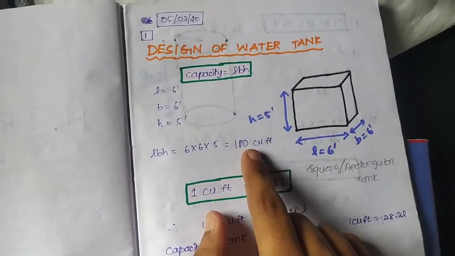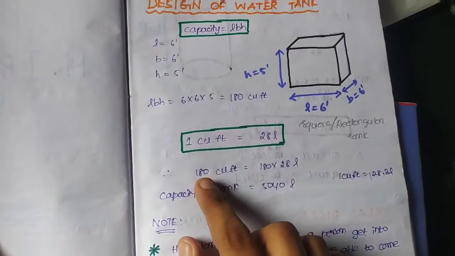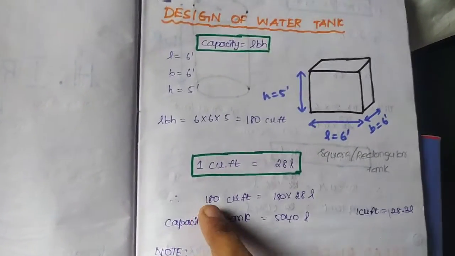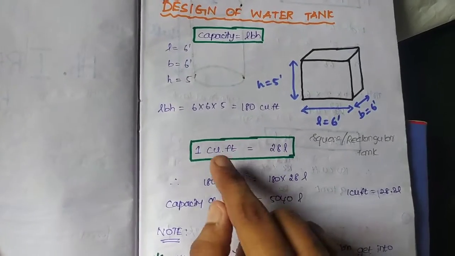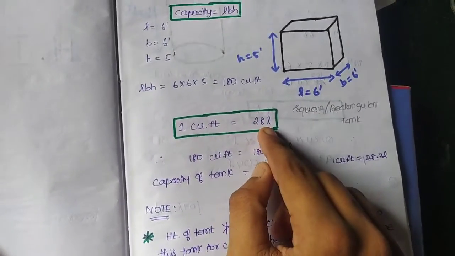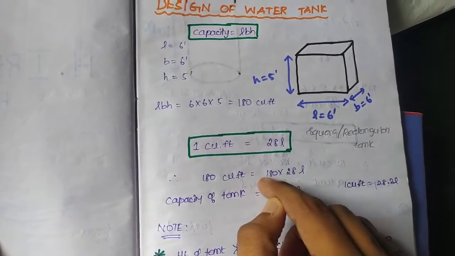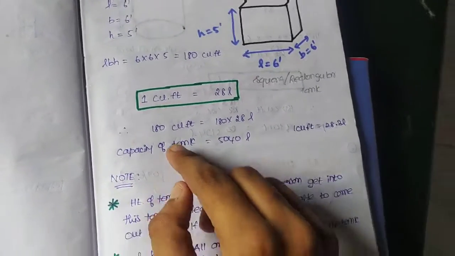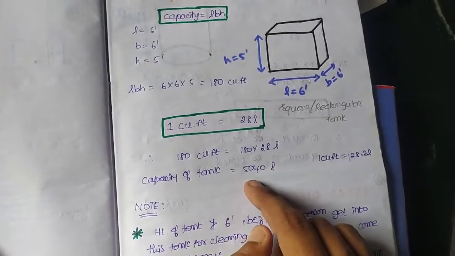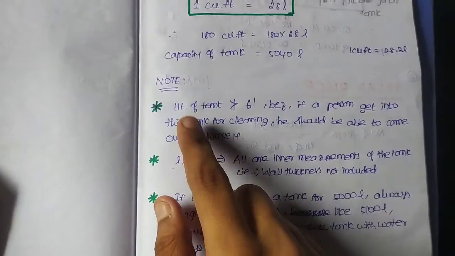Now we are going to convert this cubic feet into liters. That is 180 cubic feet that we got now. 1 cubic feet is equal to 28 liters, then 180 cubic feet is equal to 180 into 28 liters. Then we can find the capacity of the tank. That is, the capacity of the tank is 5040 liters.